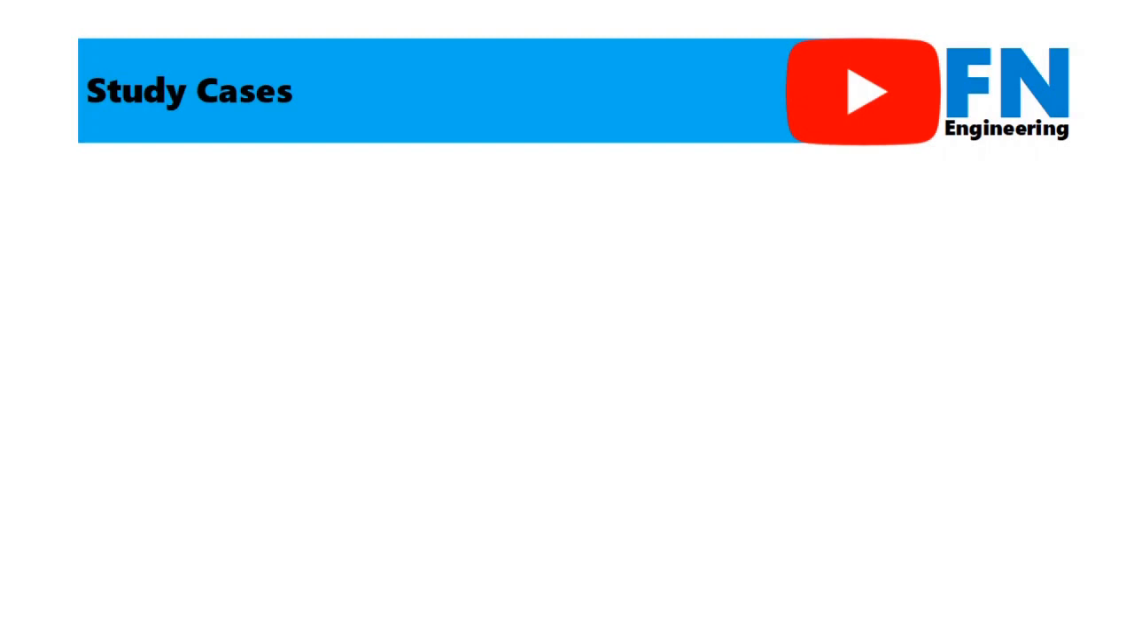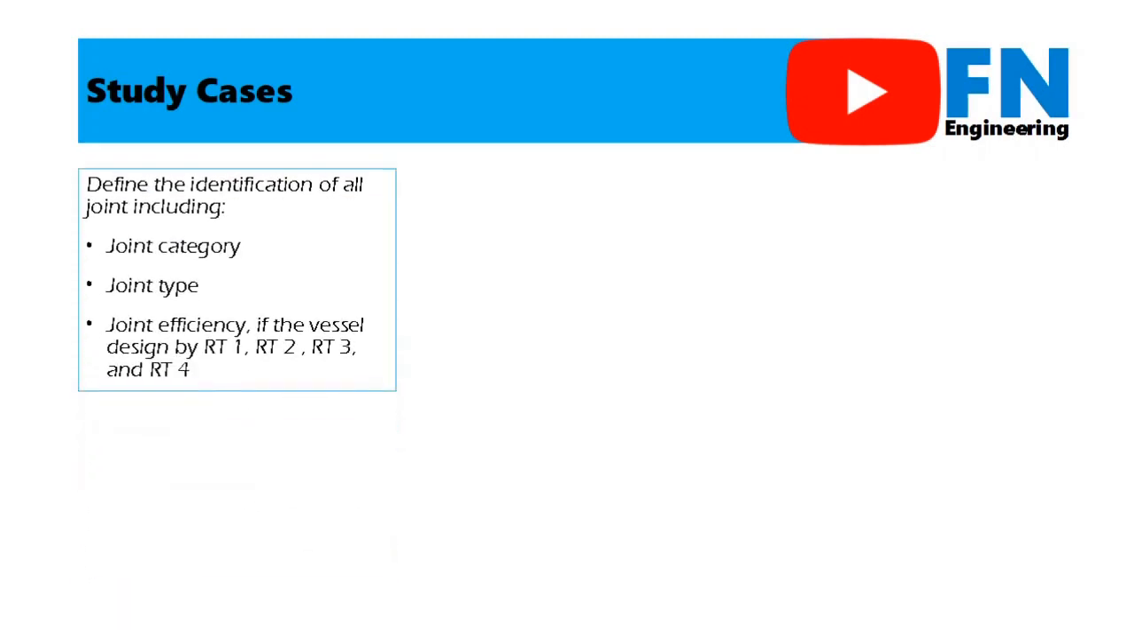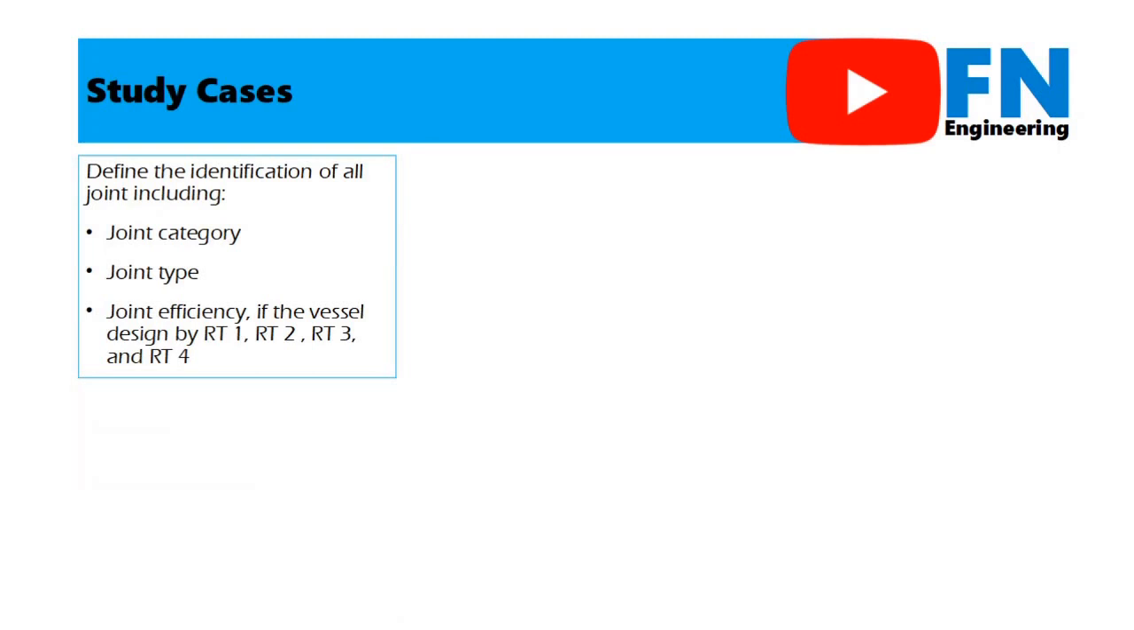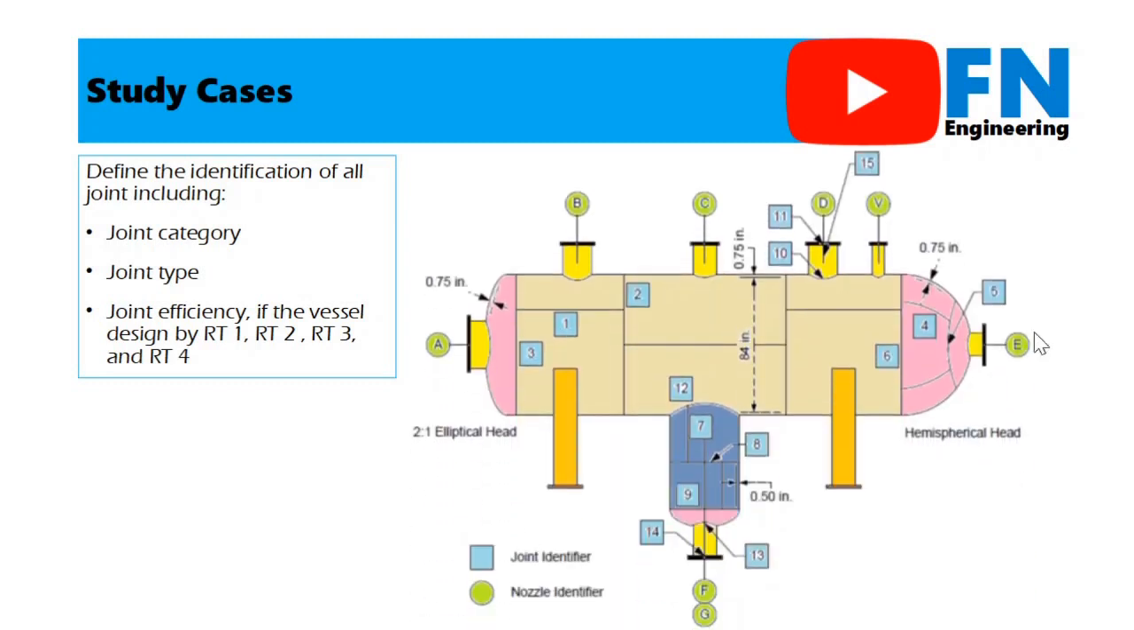Now, turn to the study case. In this case, we are going to determine the joint category, joint type, and joint efficiency of all joints in the pressure vessel. For joint efficiency, we will determine the value for different markings, including RT1, RT2, RT3, and RT4. Here is the sketch illustration of the pressure vessel. We use some labels, the rectangular label for the joint location, and the circular label for the nozzle identifier.